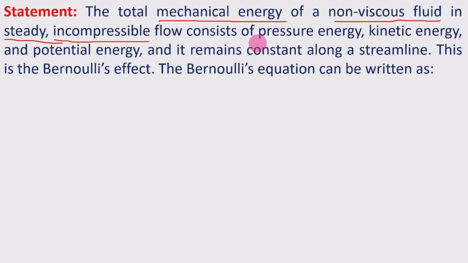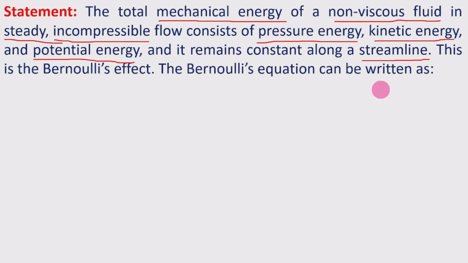That flow consists of pressure energy, kinetic energy, and potential energy. The total mechanical energy of the flowing fluid is the sum of pressure energy, kinetic energy, and potential energy. Pressure energy is the energy by virtue of pressure. Kinetic energy is the energy by virtue of motion. Potential energy is by virtue of position, and the total remains constant along the streamline, at a particular section. This is Bernoulli's effect: the constant energy at a particular section is called Bernoulli's effect.